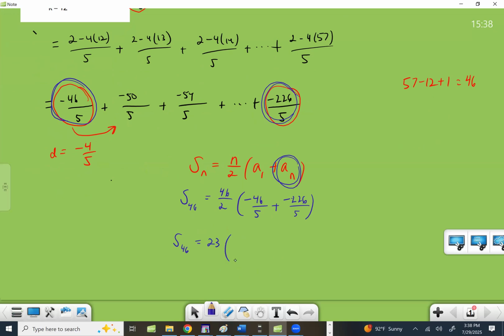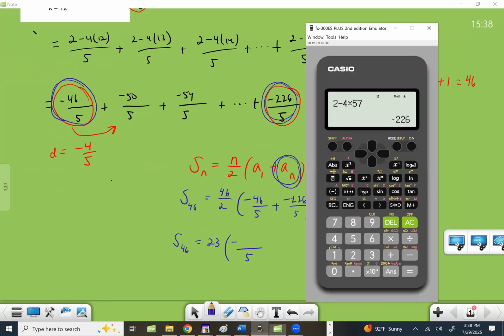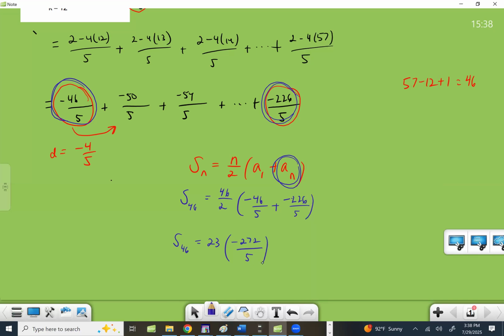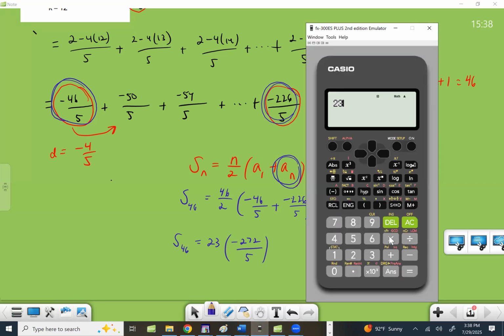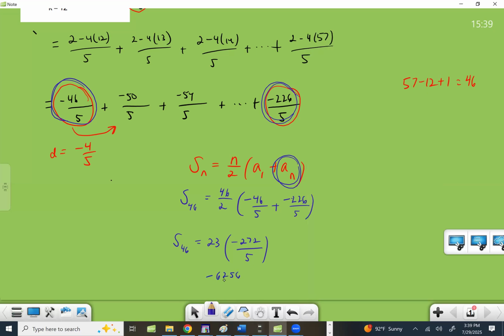If we add these together, I know the bottom is a 5. What is 46 plus 226? It's going to be negative 272. Then we just have to multiply, so let's let our calculator do it: 23 times the fraction negative 272 over 5. Good thing I let the calculator do it. That's huge: 6256. So negative 6256 over 5 is going to be the sum of the first 46 terms of that sequence.